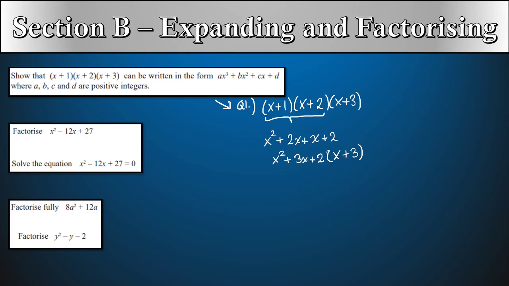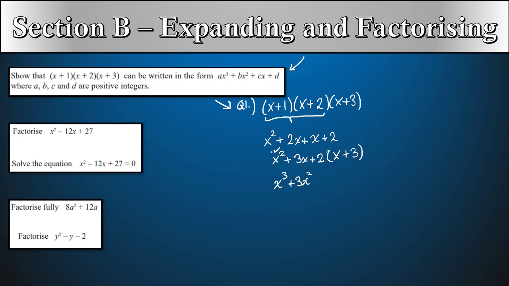Once you've done all the multiplication, simplify, like terms, collect everything together, and then what we should get is something in this required form here. So we've got a cubic expression here. So let's have a go at doing this. So x squared times x, that would be x cubed, and then x squared times 3, we're going to get 3 lots of x squared. So 3x squared.